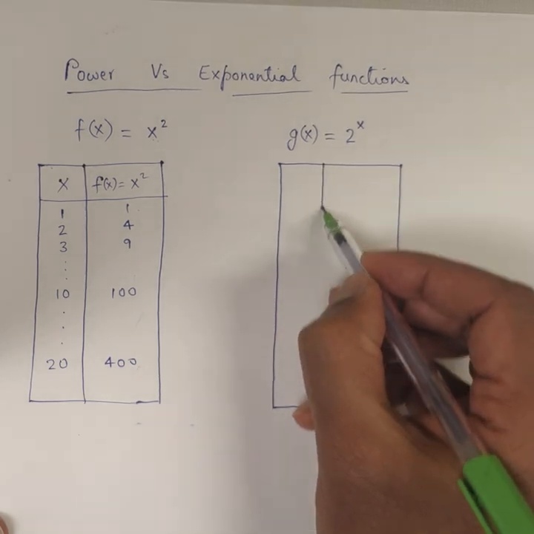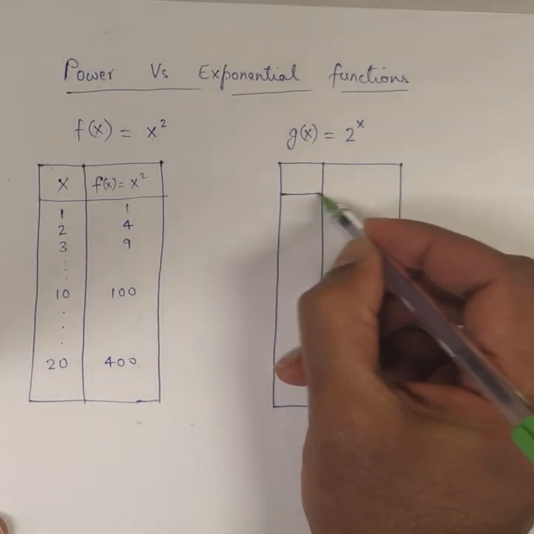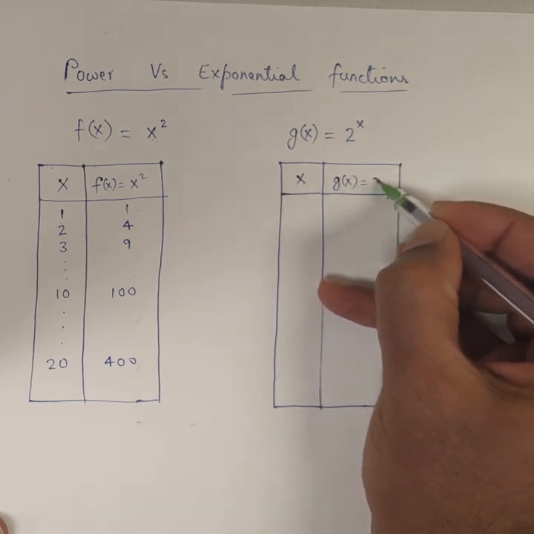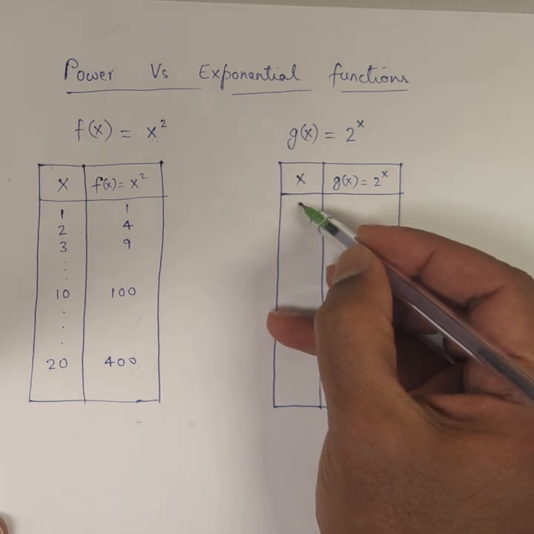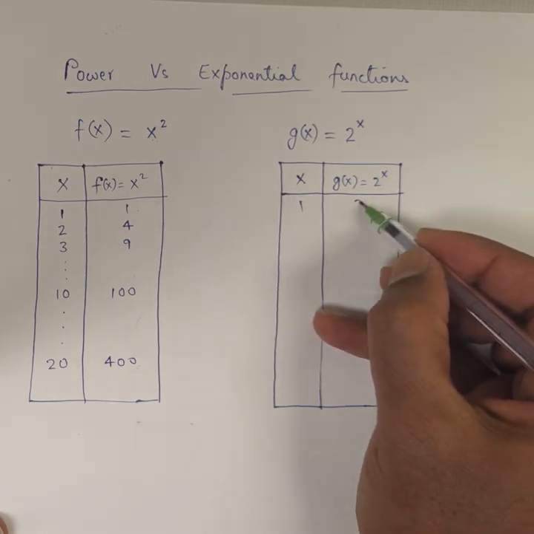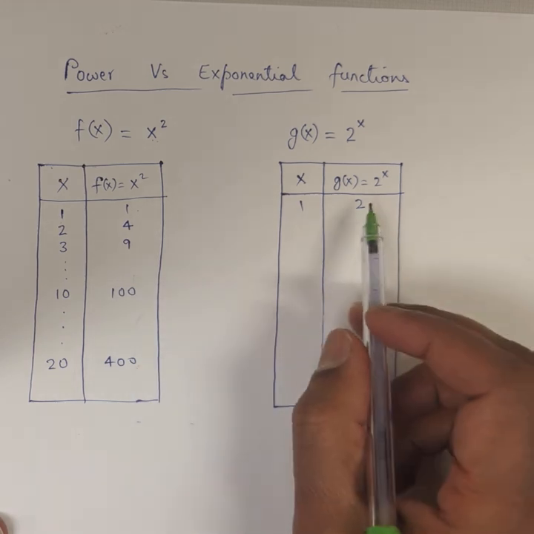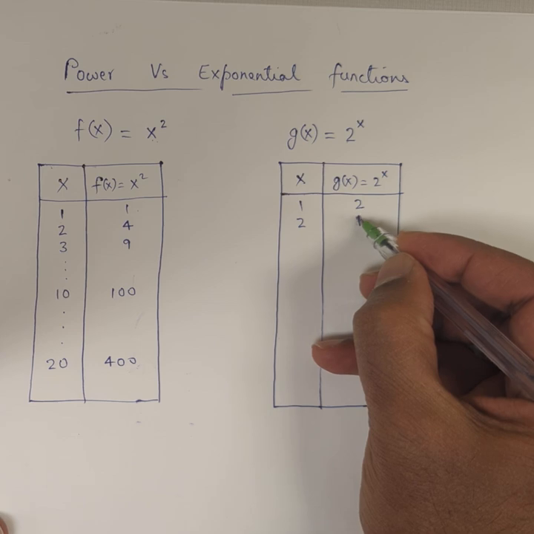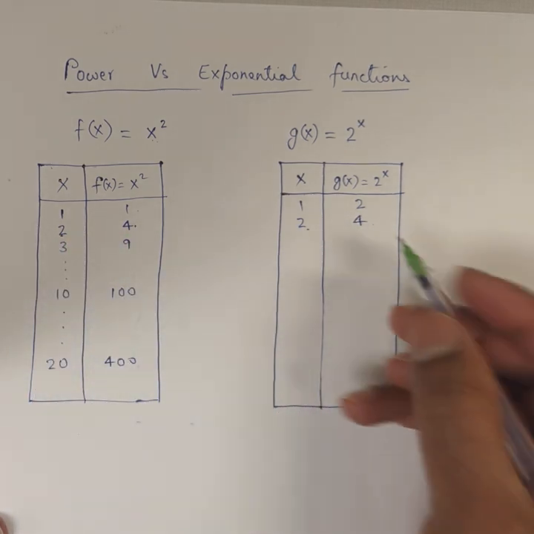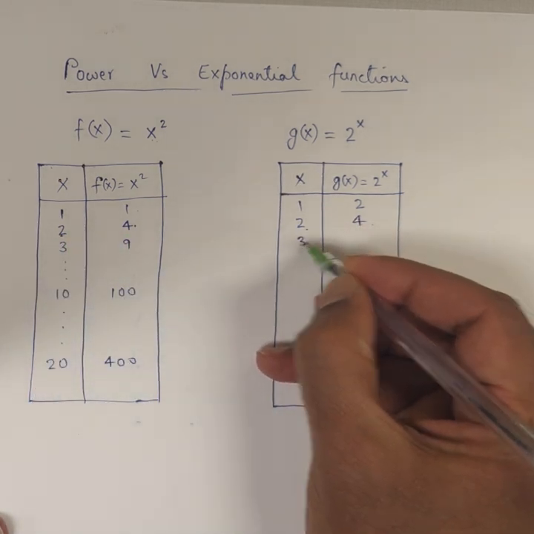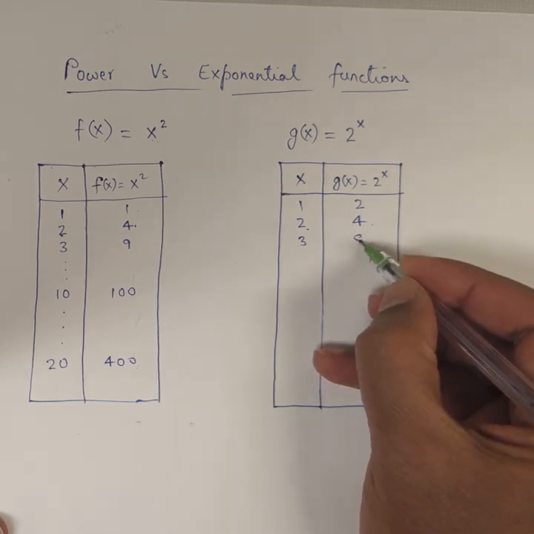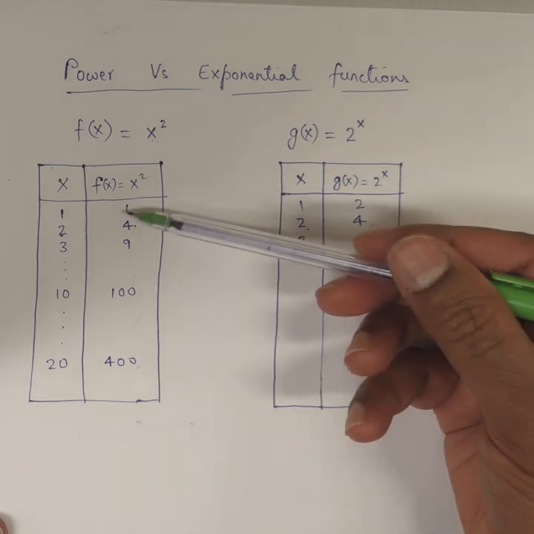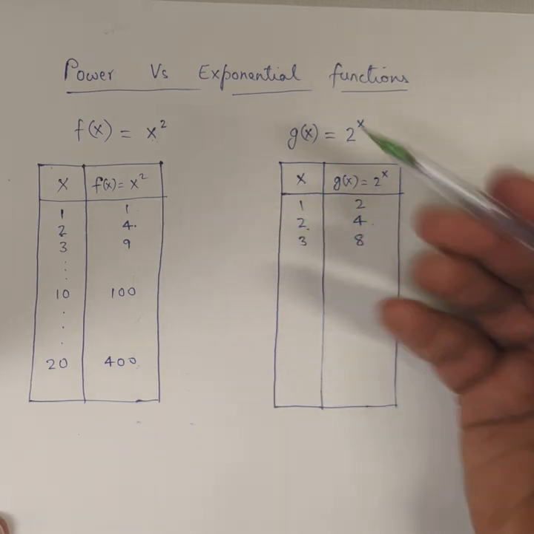So let's write down again x on the left and g of x equals 2 to the x. So when x is 1, g of x is 2. So somewhat comparable. When x is 2, g of x is 4. In fact, in this row they are the same. And when x is 3, g of x is only 8. So these numbers look similar to these numbers, not much different.